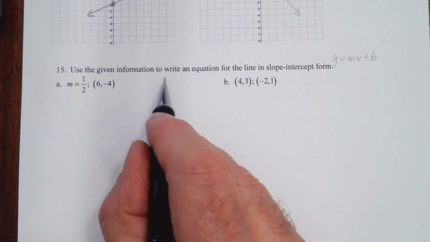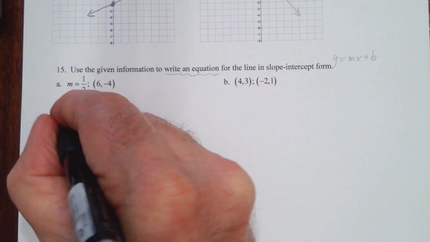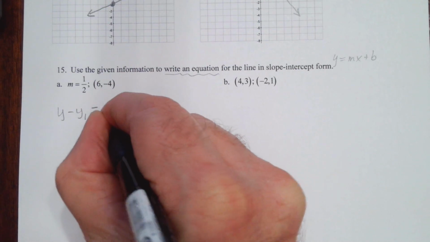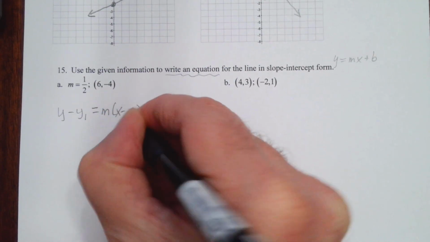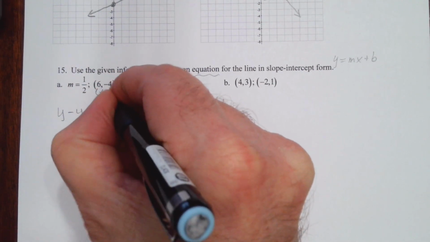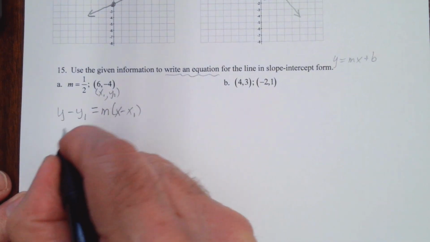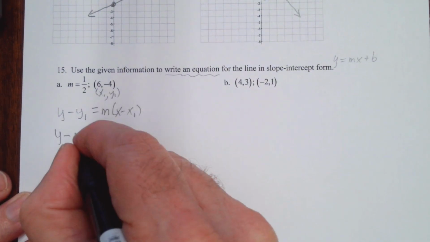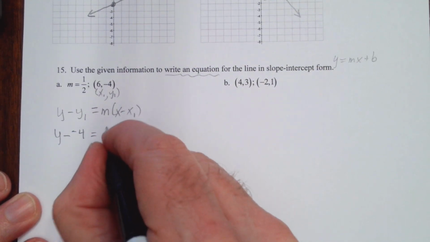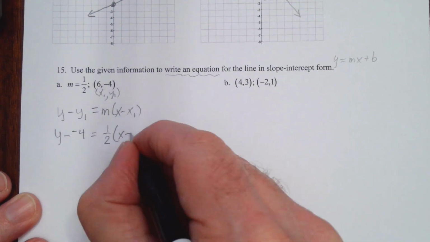However, if you have to write an equation, you're going to want to use the point slope form, which is y minus y1 equals m times x minus x1. This is my x1, y1. That's my given point. And this is the slope. So it'll be y minus negative 4. So notice I'm subtracting a negative. Is equal to the slope 1/2 times x minus 6.